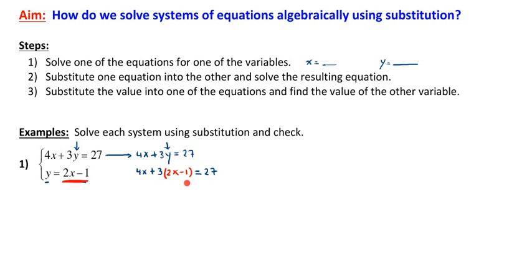So now we're going to solve this resulting equation. Of course, we're going to be solving it for x. That's what it says in number 2. Substitute one equation into the other and solve the resulting equation. This is the resulting equation from the substitution, and now we need to solve that. So we're going to do step number 2. How do we solve an equation like this? Yes, we're going to distribute here the 3 times the 2x and the 3 times negative 1.